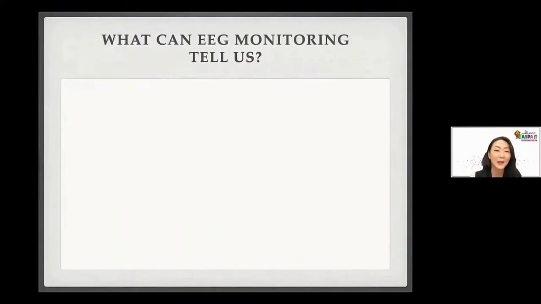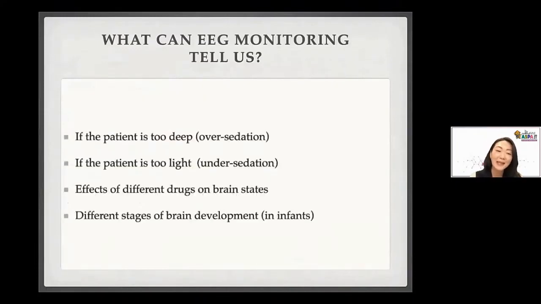So, what can EEG monitoring tell us? Well, it can tell us if the patient is too deep, what we call over-sedation, or if the patient is too light, under sedation. We can see the effects of different drugs with different mechanisms of action on the brain states at any given moment in time. And we can also have some insight into the different stages of brain development, particularly for infants.